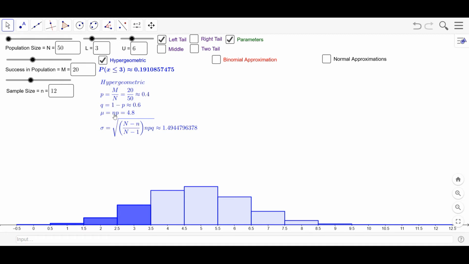The mean of this distribution is n times P, which is 4.48. And here's the formula for the standard deviation, which is about 1.49.